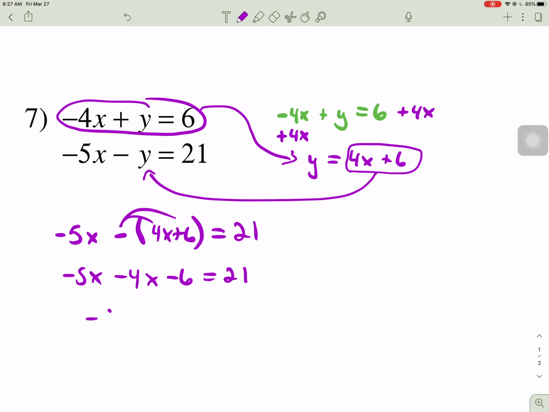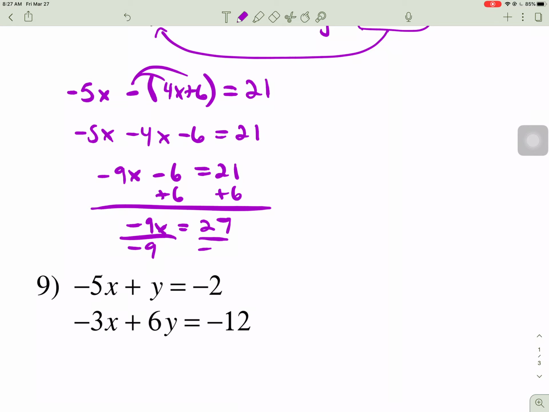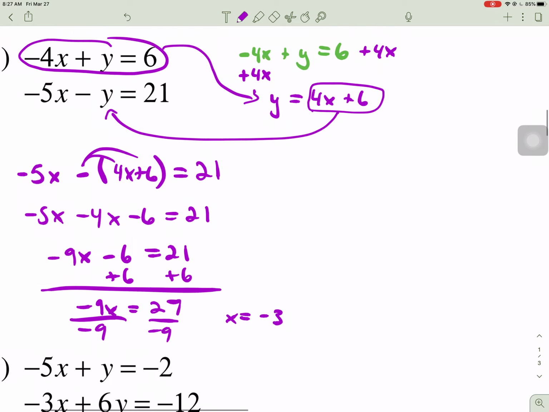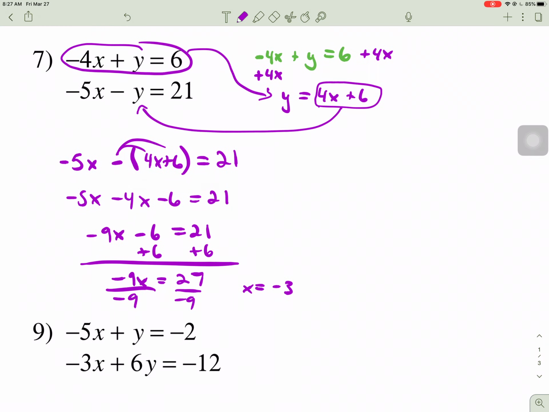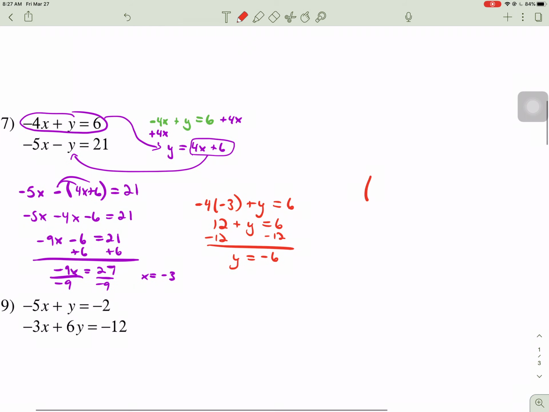Combine like terms. Negative 9x minus 6 equals 21. Add 6. Negative 9x equals 27. Divide by negative 9 and you get x equals negative 3. Now don't forget, next step, take what x equals and substitute it into either one. It doesn't really matter. Let's do negative 4 times negative 3 plus y equals 6. So that's 12 plus y equals 6. y equals negative 6.